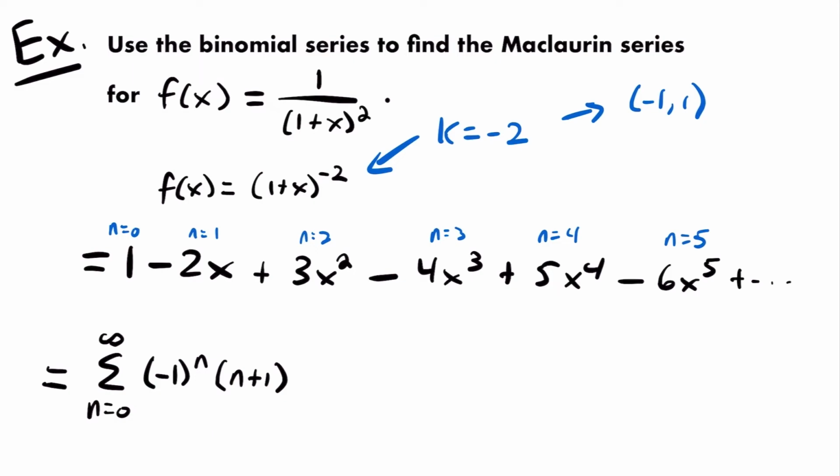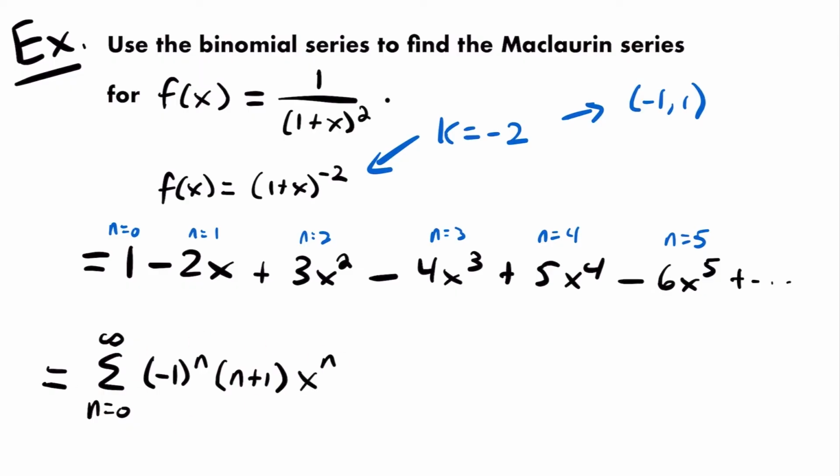And then all we have left to take care of is this x that is raised to a power. And in each case, we have x raised to the power of n. For the first term, you would have x to the power of 0, which is just equal to 1. So 1 times 1 is 1. Then for this term, we have x to the first power. Then we have x squared for n equals 2, x cubed for n equals 3, and so on. So our last part of our series will be x to the power of n.